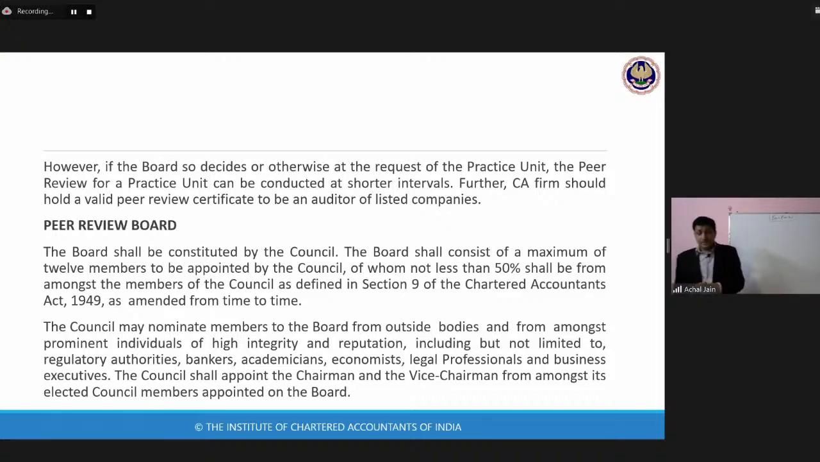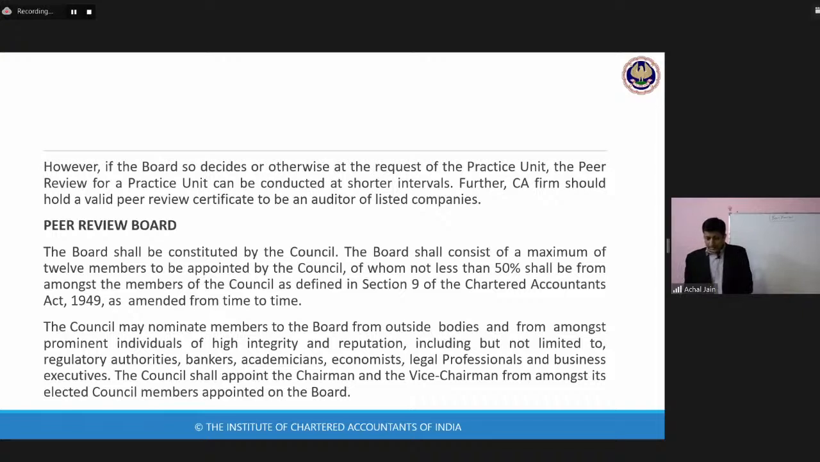This board, that means the peer review board, shall submit a report to the council prior to the date of every meeting of the council. So the report of this peer review board should go to the council of the ICAI, before every meeting of the council. Okay, clear? So these were some of the requirements related to the peer review board.